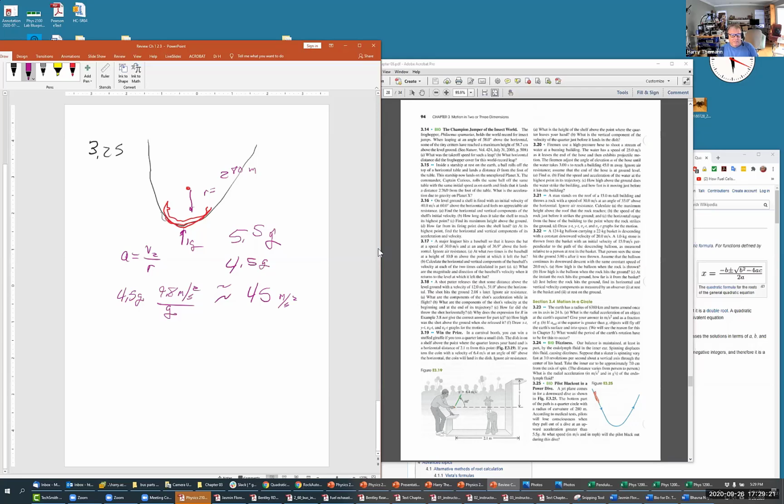And so we know our radius. So we need to solve for v equals the square root of a times R. And it's pretty fast, it looks like to me, although we have to take the square root of it. So that's going to equal 45 meters per second squared times 280 meters.